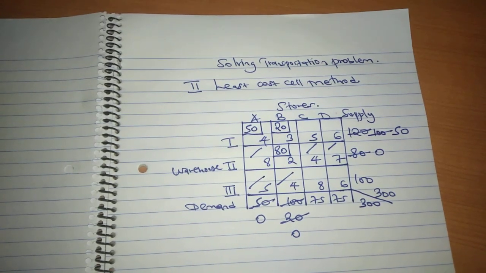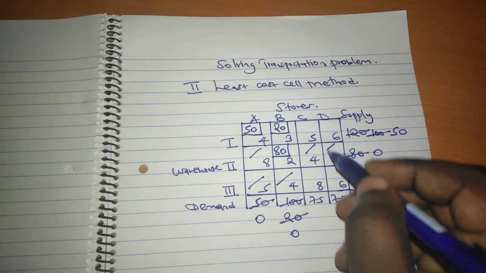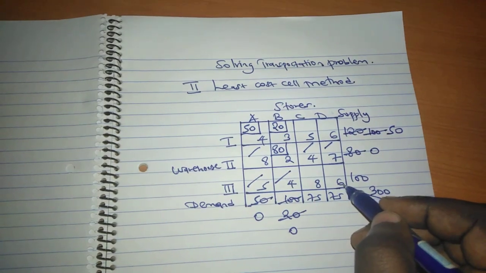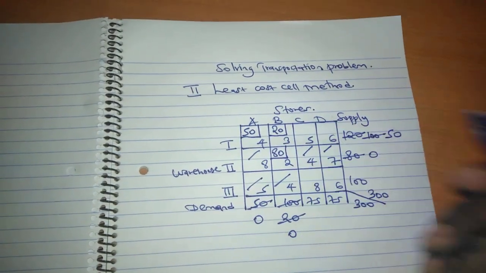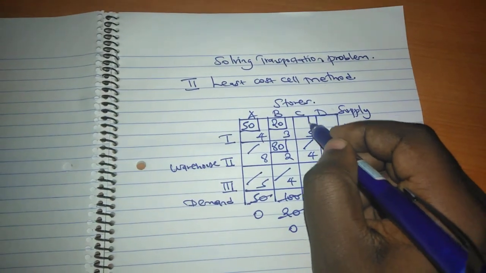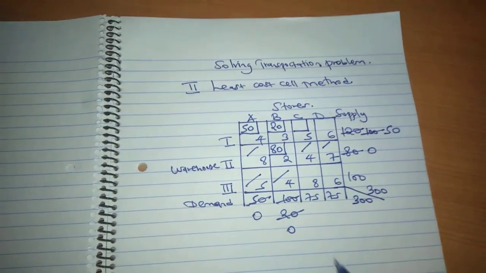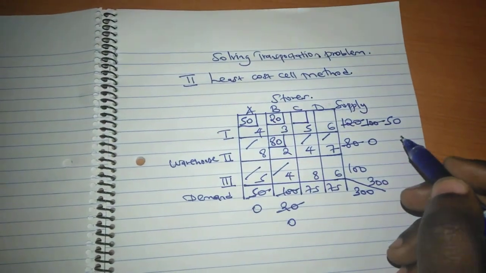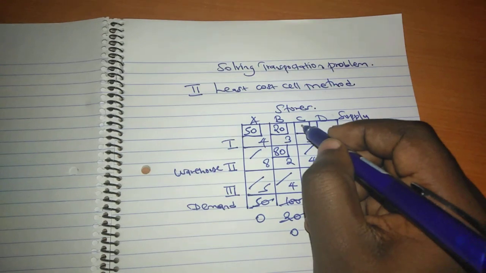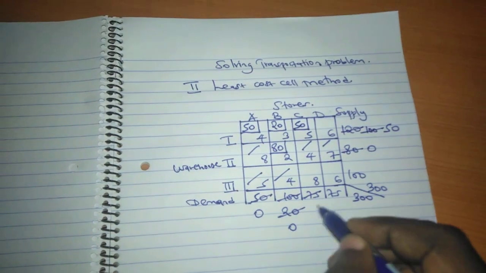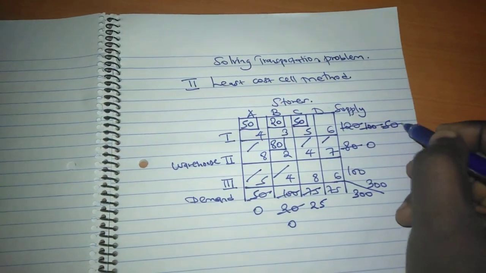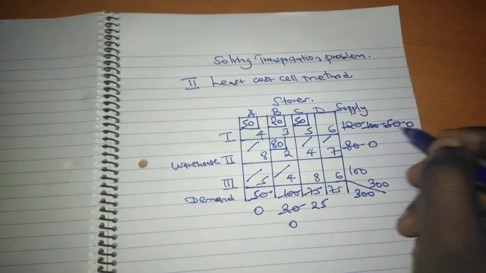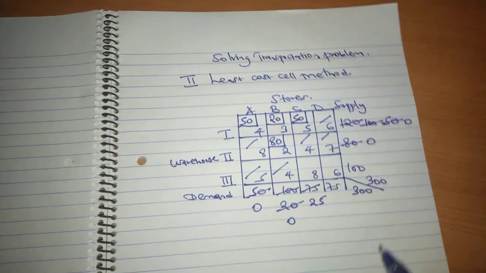Now the next cell which has the least cost is where we have 5, 6 and 8, 6. It is at this point here. At that point you have 75 and 50. The most you can allocate in that cell is 50. You adjust, you have 25. Here you have a 0, so you close this cell.